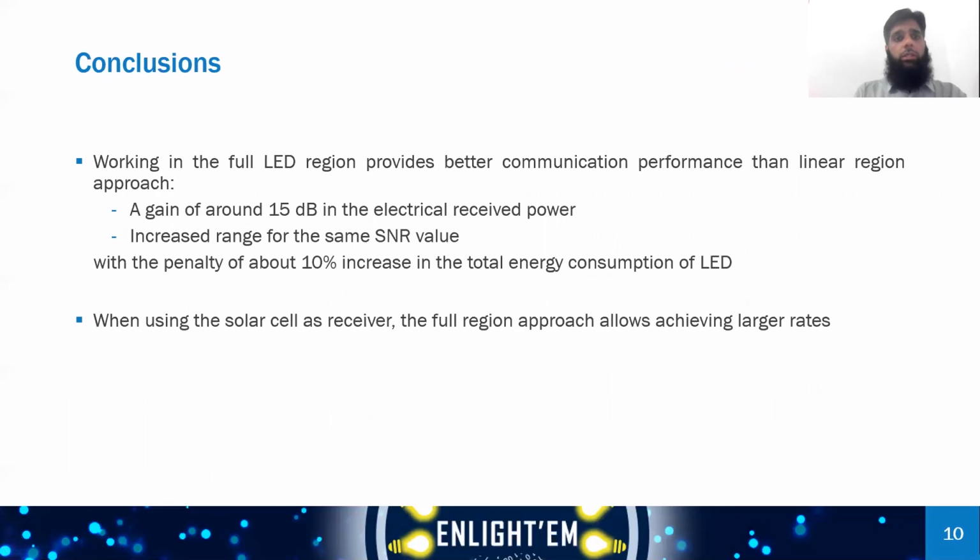So as a conclusion, we can say that working in the full LED region provides better communication performance than working in the linear region approach. A gain of around 15 dB in the electrical received power, and we get increased range for the same SNR value, with the penalty of around 10% increase in the total power consumption of the LED. And also when we are using the solar cell as receiver, the full region approach allows achieving higher data rates.